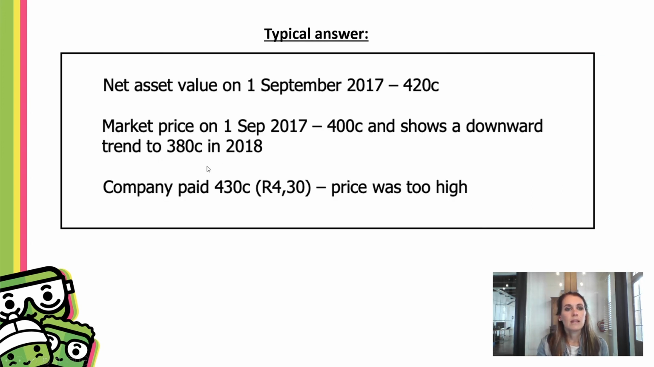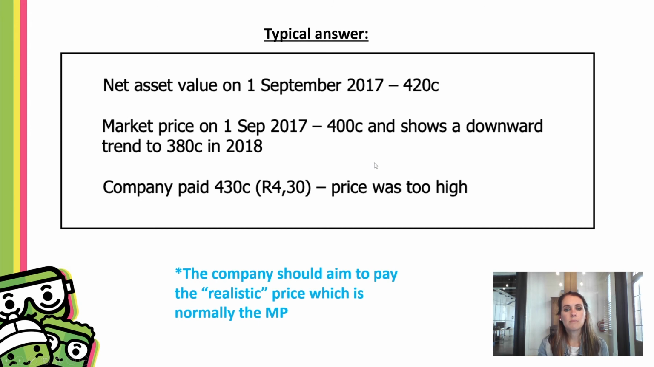So the price that the company paid over here at the bottom is 430 cents for the shares. The net asset value was 420. The market price went from 400 down to 380. So the market price is basically your realistic price. That's normally what you'd like to pay for the shares. They paid 50 cents more for the shares. So that's not a good option.